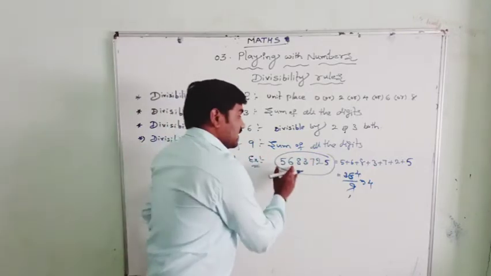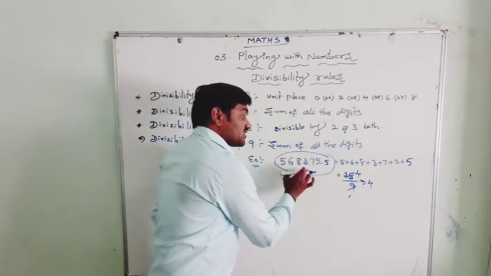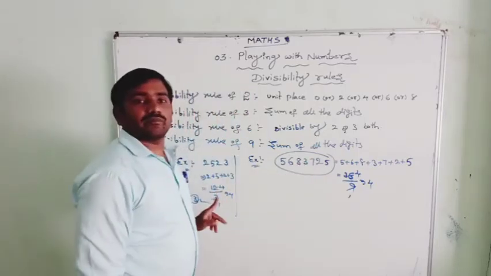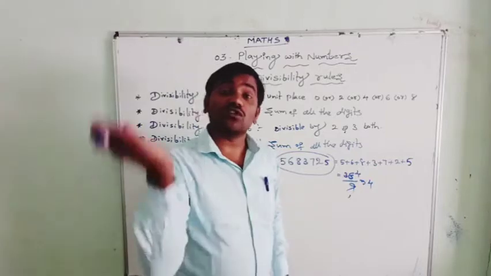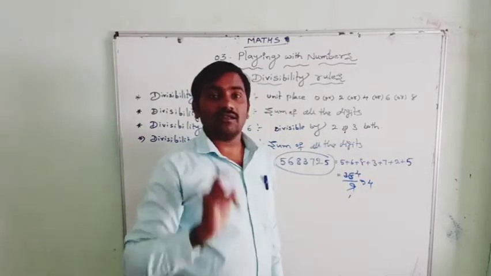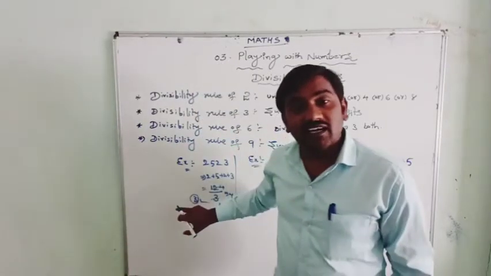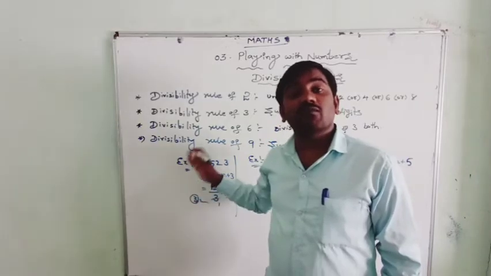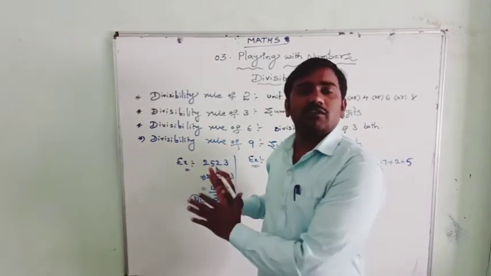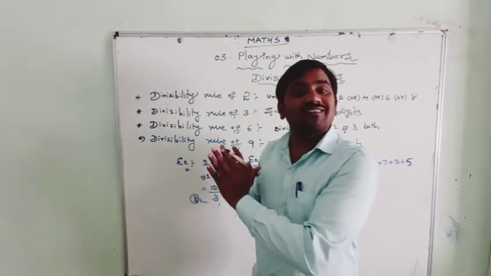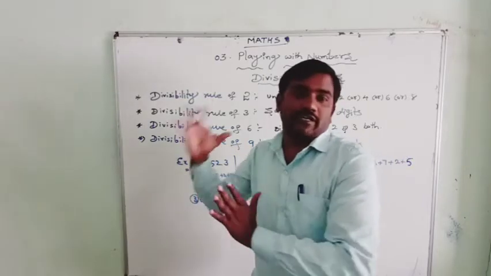If a number is divisible by 9, this number is also divisible by 3. Simply you need to remember, if a number is divisible by 9, it's also divisible by 3. But if a number is divisible by 3, it may be divisible by 9 or may not be. Sometimes it is divisible by 9, sometimes it is not. That we need to check.